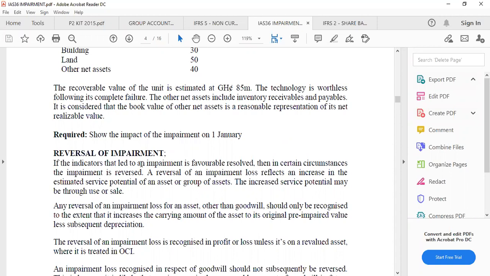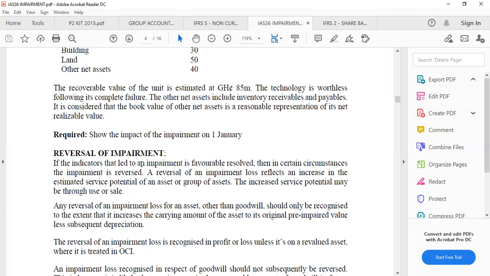Reversal of impairments. If the indicators that led to an impairment are favorably resolved, then in certain circumstances the impairment is reversed. A reversal of an impairment loss reflects an increase in the estimated service potential of an asset or group of assets. The increased service potential may be through sale or use. Any reversal of impairment loss for an asset other than goodwill should only be recognized to the extent that it increases the carrying value of the asset to its original pre-impaired value less subsequent depreciation.